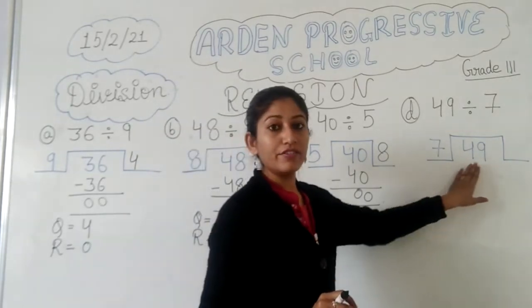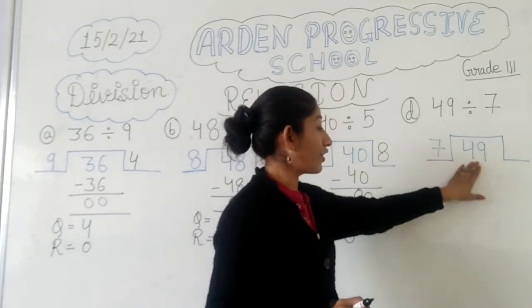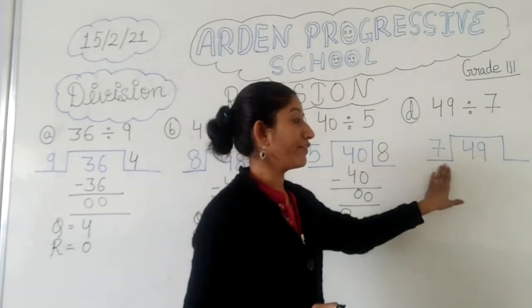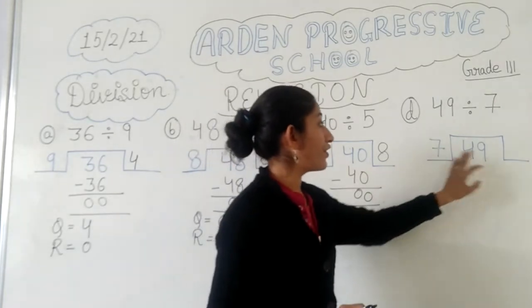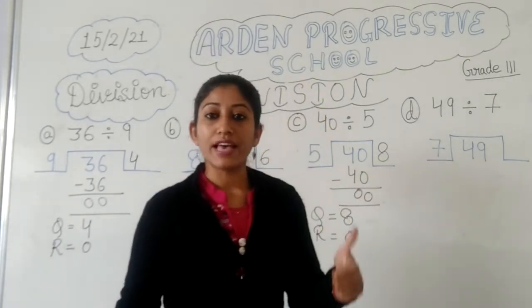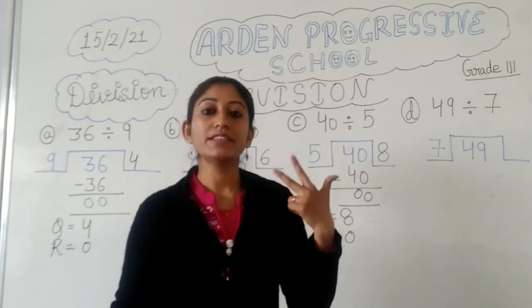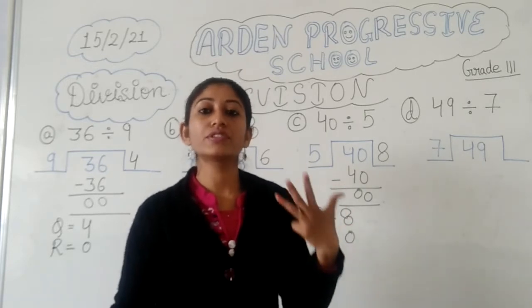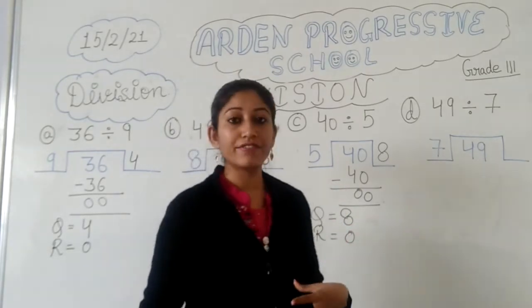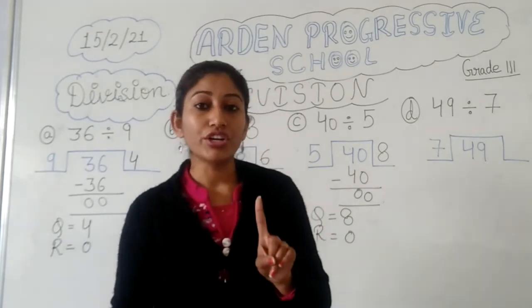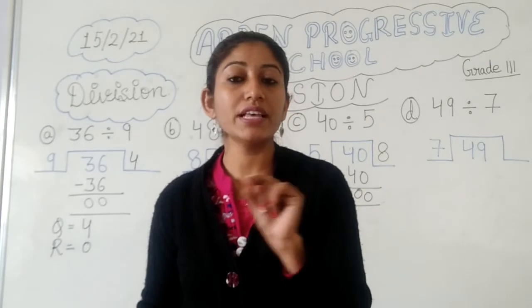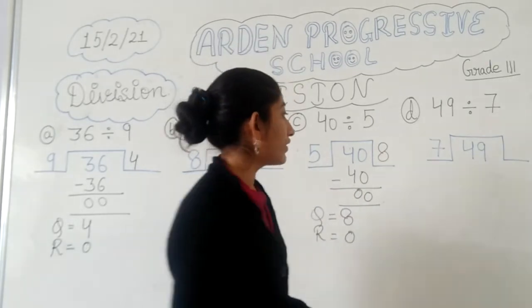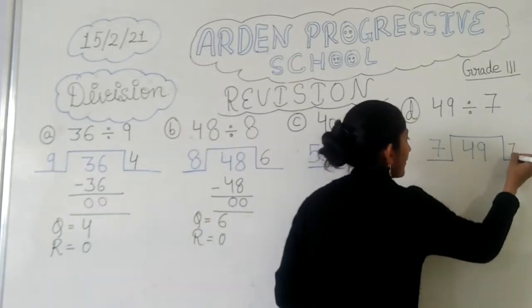This is 7 and 49, meaning 49 divided by 7. So apply the table of 7 on 49. 7 ones are 7, 7 twos are 14, 7 threes are 21, 7 fours are 28, 7 fives are 35, 7 sixes are 42 and 7 sevens are 49. But we are getting 7 sevens are 49. So what do we have to do? We have to write here 7.